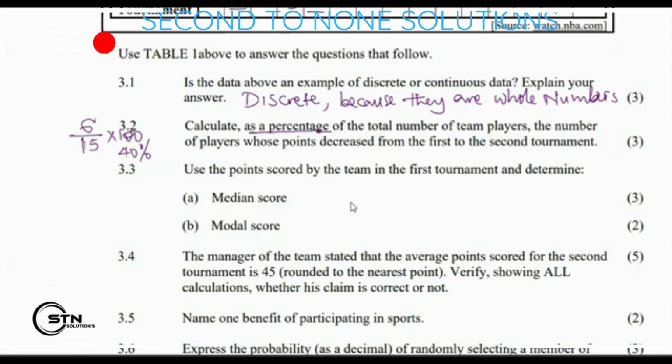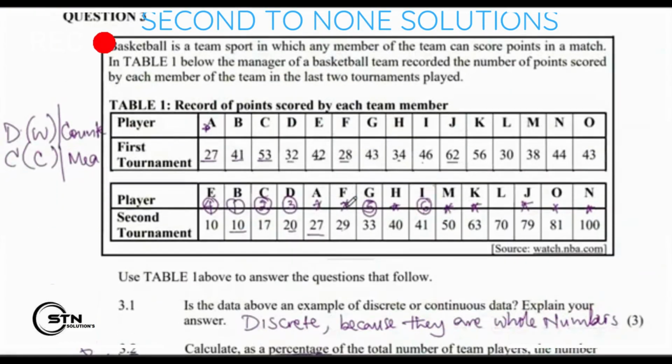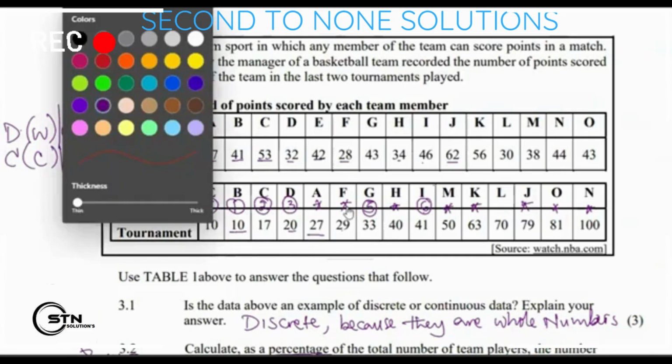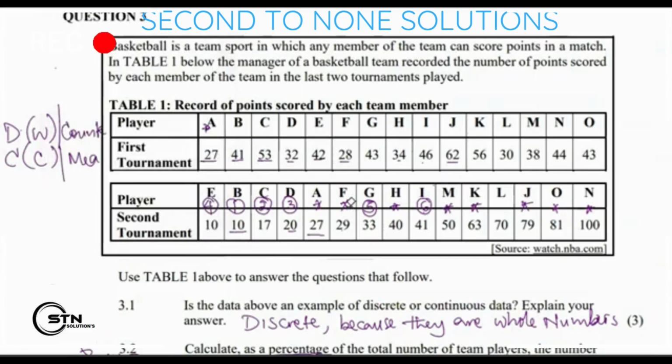Use the points scored by the team in the first tournament and determine the median. Now, when you hear the word median, please understand that you need to first what? Arrange in ascending order, smallest to biggest. So when we come here, we're using the first tournament. We're going to identify who is number 1, number 2, in that order, like we need to arrange from smallest to biggest.